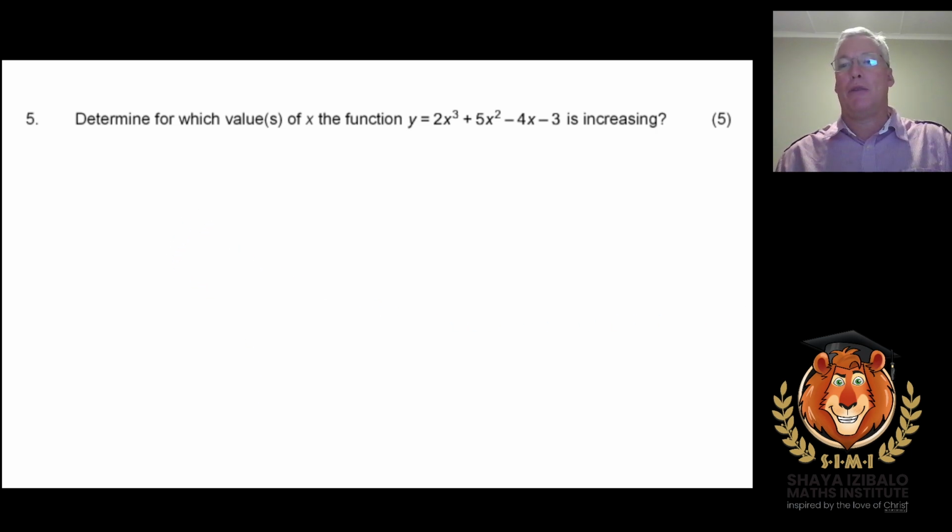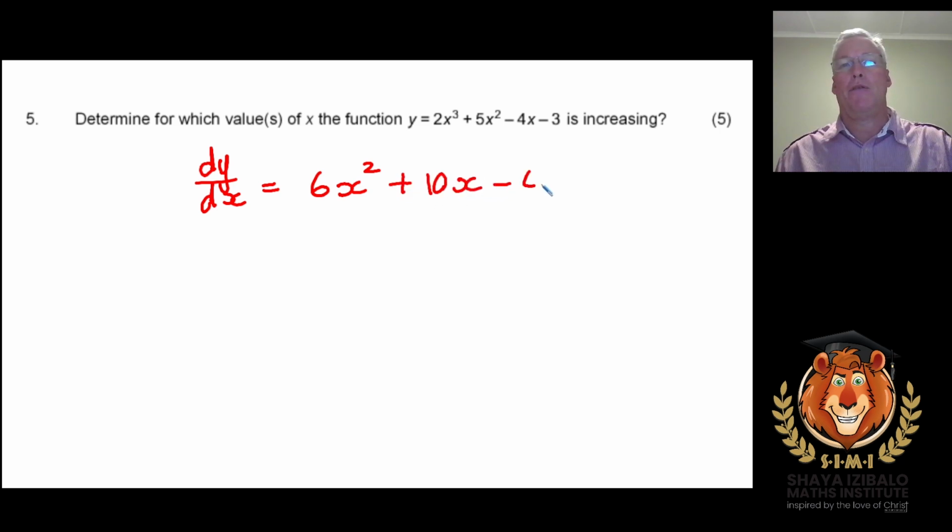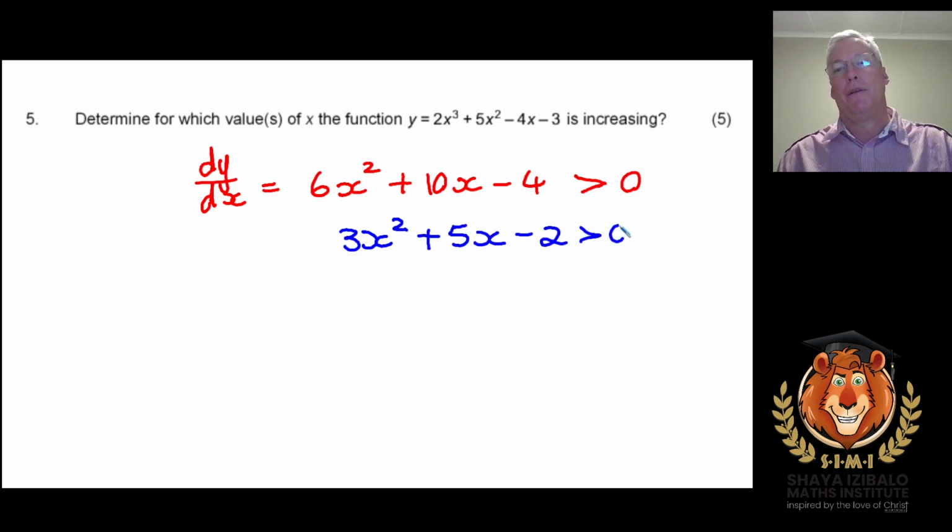Okay, here's another one, very similar, right? It says, where is this function increasing? So what we're going to do is work out the derivative, and we get 6x squared plus 10x minus 4. We want that to be bigger than 0. Now this is a quadratic inequality, the likes of which we solved in the equations video. Let's divide everything through by 2, and we get 3x squared plus 5x minus 2 is bigger than 0.